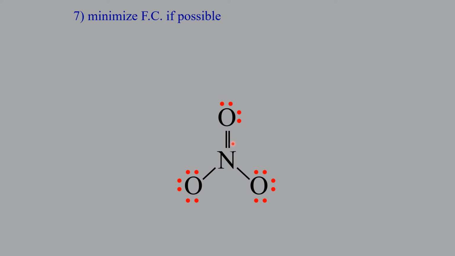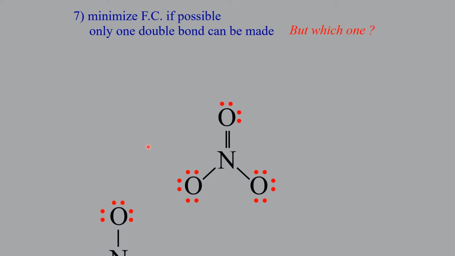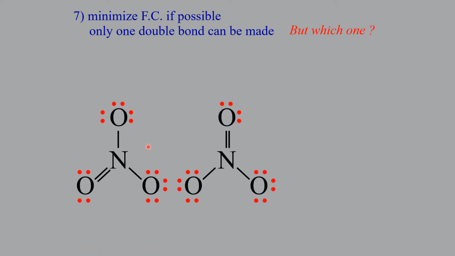So it turns out that the 1 double bond is the best we can do. This leaves residual formal charge on these 3 atoms here, but that's okay because nitrogen, you just can't break the octet rule for nitrogen. So then the next question is, which one? I randomly made this one the double bond because it might have been easiest to draw it that way, but I could have just as easily have done this or done this.